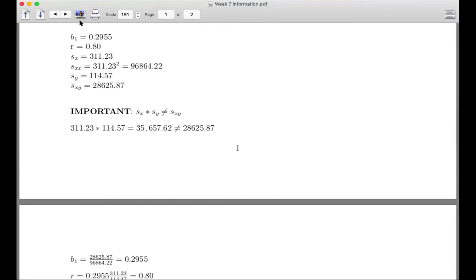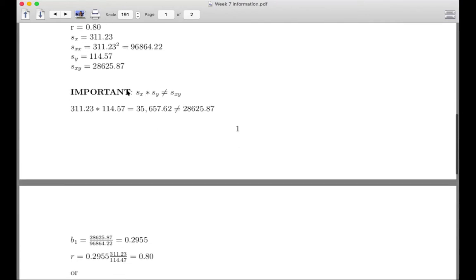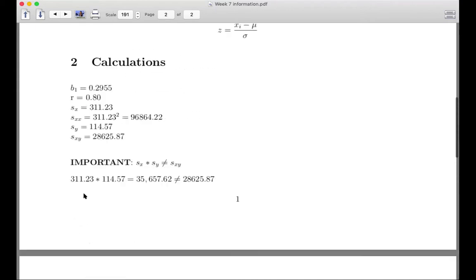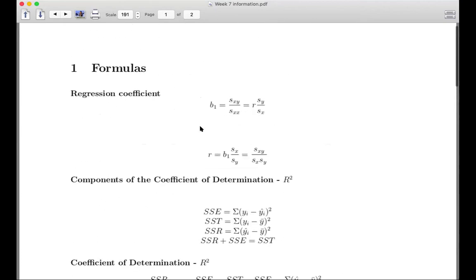Okay, so I've already just demonstrated this to you guys. Now let's do the other formulas that we saw last class. We saw SXY over SXX, and then we saw this formula linking B1 to R, and then we saw these formulas as well. So now I'm going to be working with these formulas.